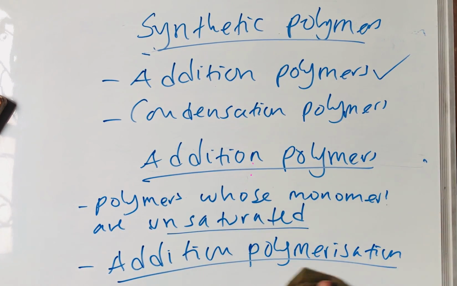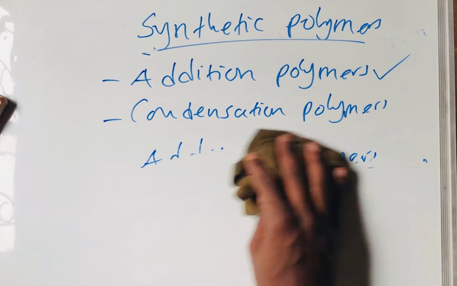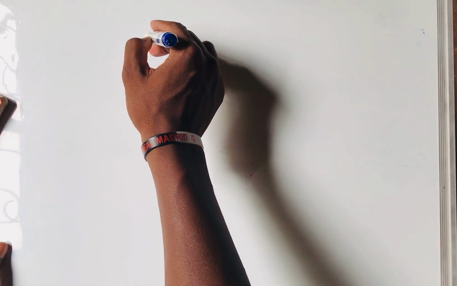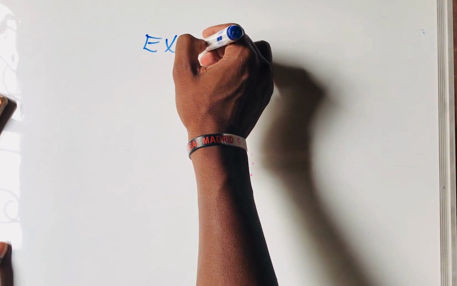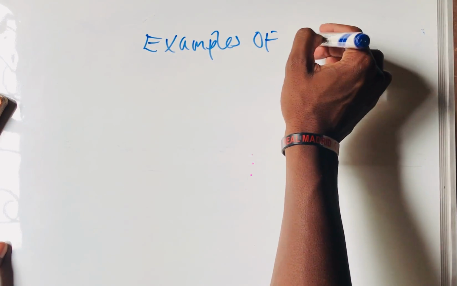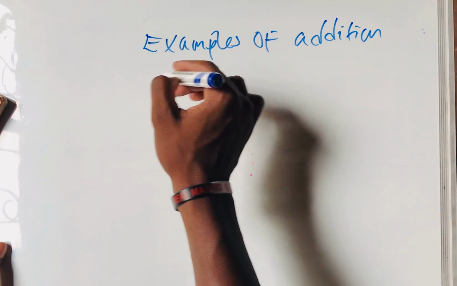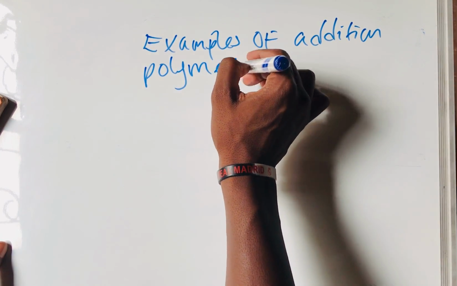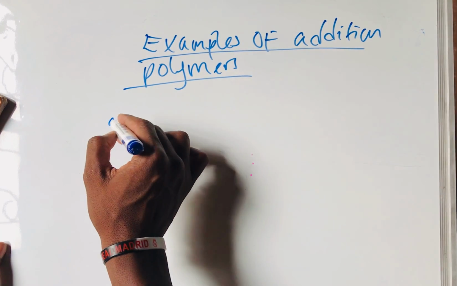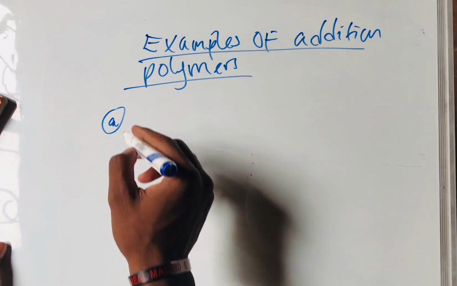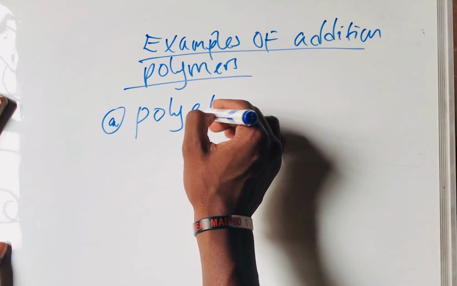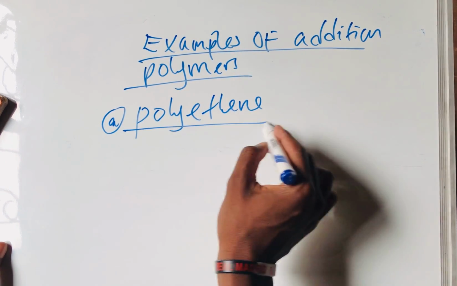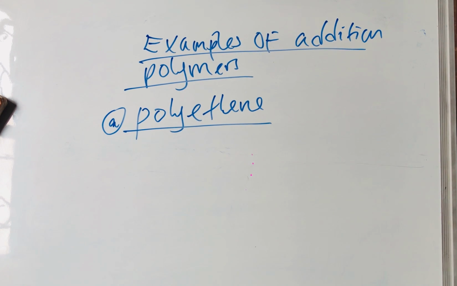So let's talk about examples of addition polymers. What are some of the examples of addition polymers that you know? Number one, we can talk about polyethylene. Polyethylene is an example of an addition polymer.